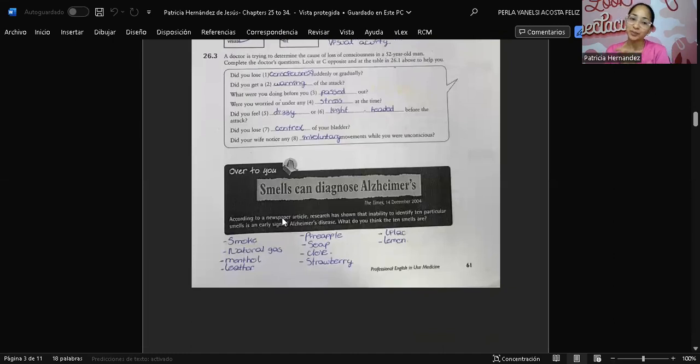Okay, this is Over to you. Smells can diagnose Alzheimer's. According to a newspaper's article, research has shown that inability to identify 10 particular smells is an early sign of Alzheimer's disease. What do you think the 10 smells are? Okay, the smells are smoke, natural gas, menthol, leather, pineapple, soap, clove, strawberry, lilac, and lemon.